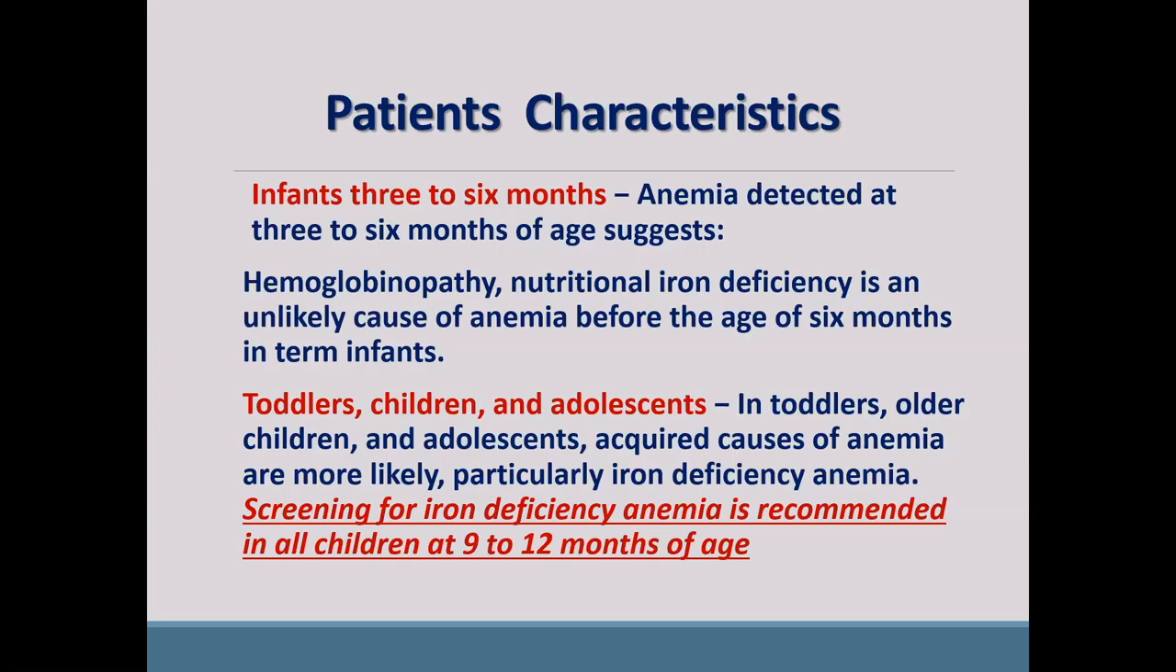In toddlers, children, and adolescents, acquired causes of anemia are more likely, especially iron deficiency anemia, because it is a period of rapid growth. Screening for iron deficiency is recommended in all children at the age of 9 to 12 months. It is the most common type of anemia globally and responsible for 30% of causes of anemia worldwide.